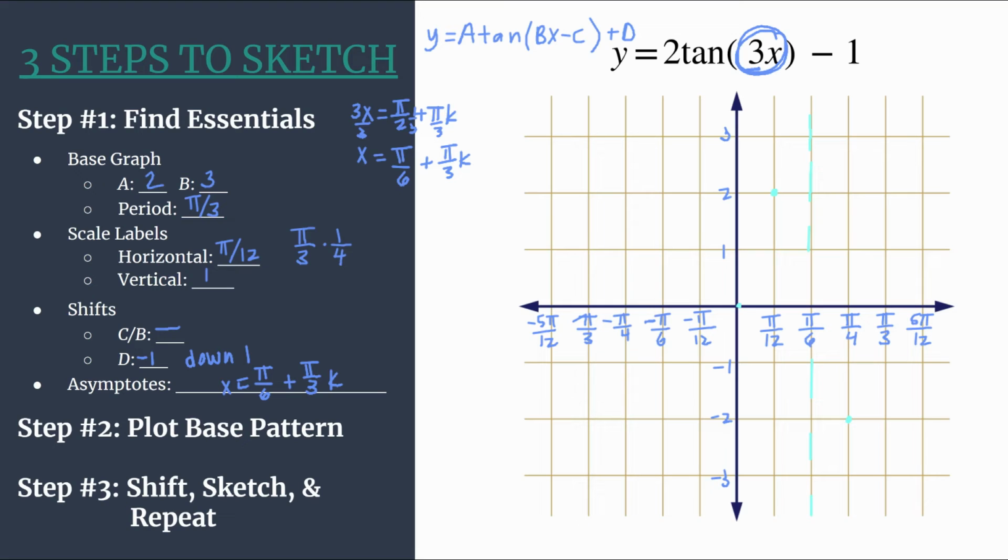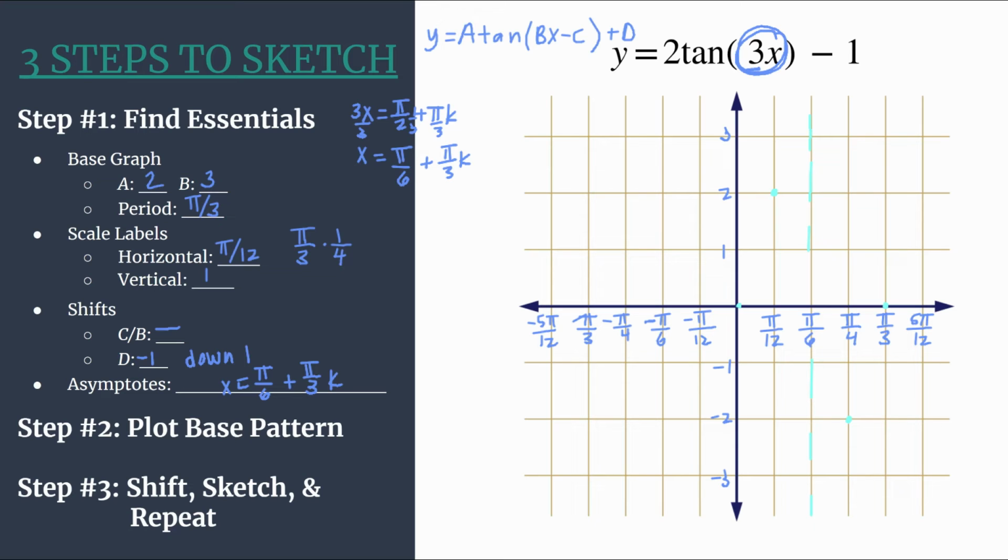All right, let's close out our pattern with what would be the first point in the next cycle of the graph, an x-intercept at pi over 3. And this is our base pattern. So now we can switch to our final color. I'll switch to green. And we can apply our shifts.